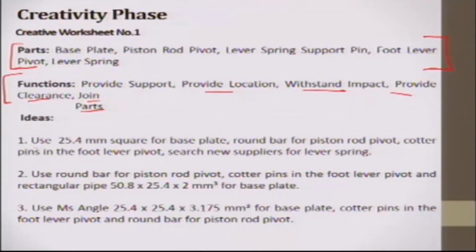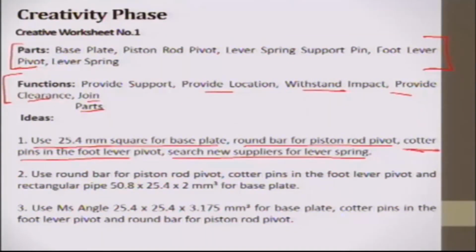So this is one idea: use 2.54 millimeter square for base plate, round bar for piston rod, pivot, quarter pins for foot lever, search new suppliers for lever spring. So these are all mechanical engineers' things, because now we are into manufacturing. Then the second idea we have, and these are all ideas which are practically feasible.